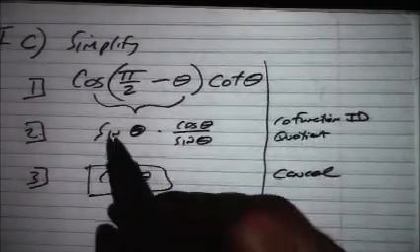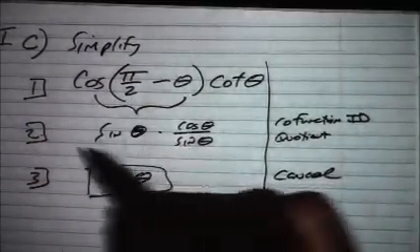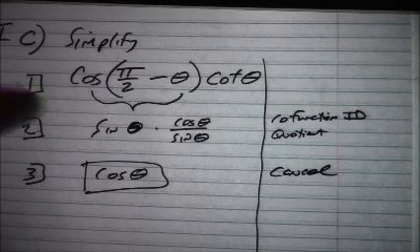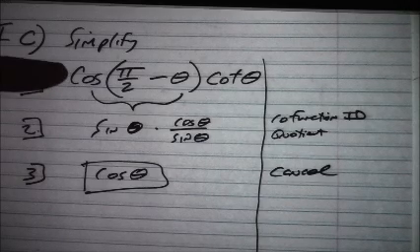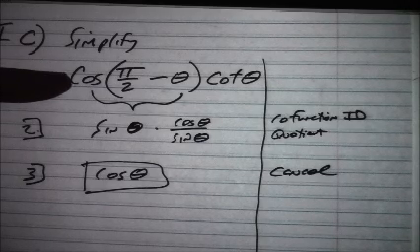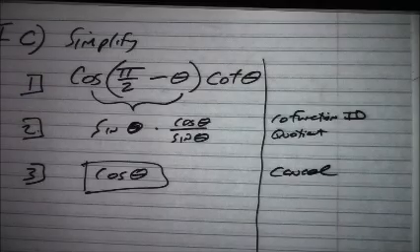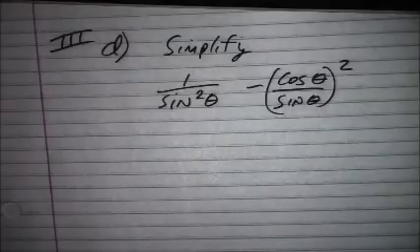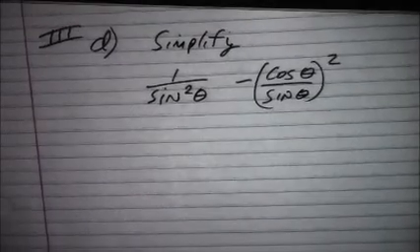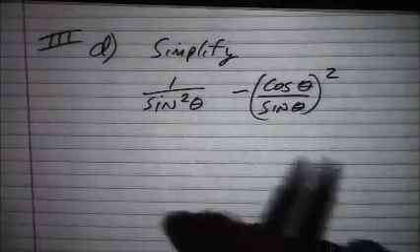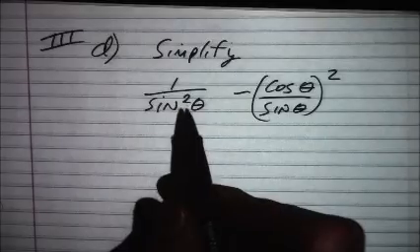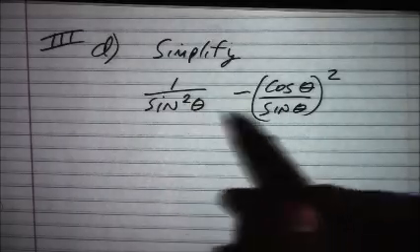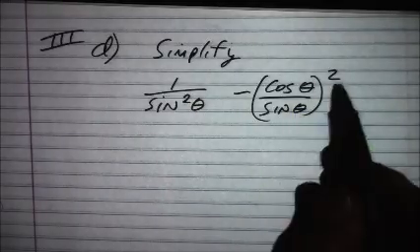You recognize two different identities, use them, and it becomes very easy to cancel something out. Sometimes something that looks more complicated doesn't turn out to be that complicated, as long as you recognize what to do or try some of the things that look like they would make sense. Okay, now, in this problem, we have 1 over sine squared theta minus cosine over sine squared.